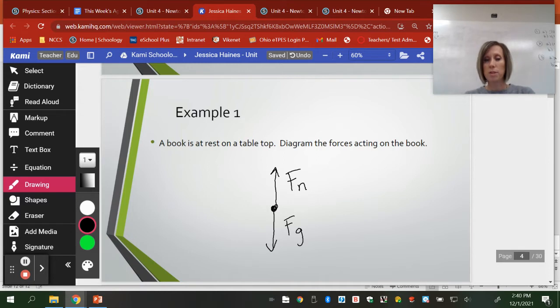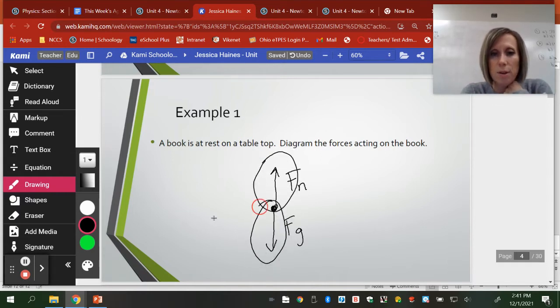Now, if the book is just sitting at rest on the tabletop, there's no other applied forces. Remember, we said if the net force is equal to 0, it's either sitting still or it's traveling at a constant velocity. So if we have a book that's sitting still right now, those 2 arrows should be the same size. So hopefully you drew this arrow and this arrow the same size. One should not be bigger than the other, because if one was bigger than the other, that would indicate that we had an overall net force of something other than 0.